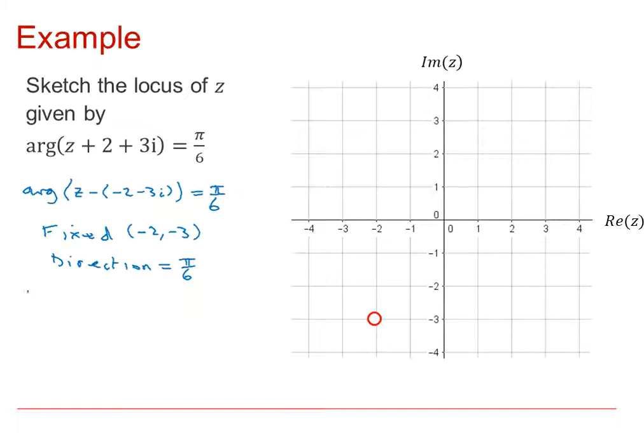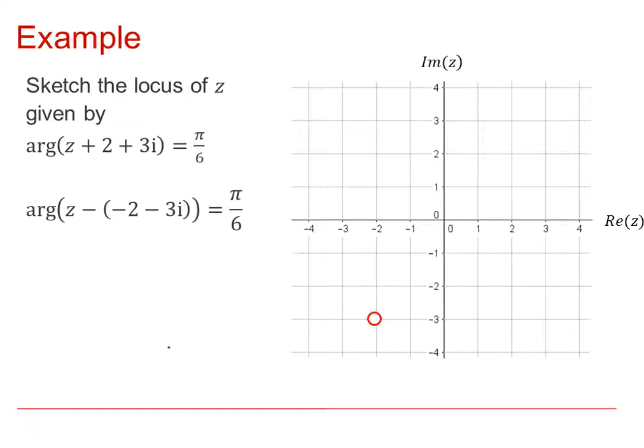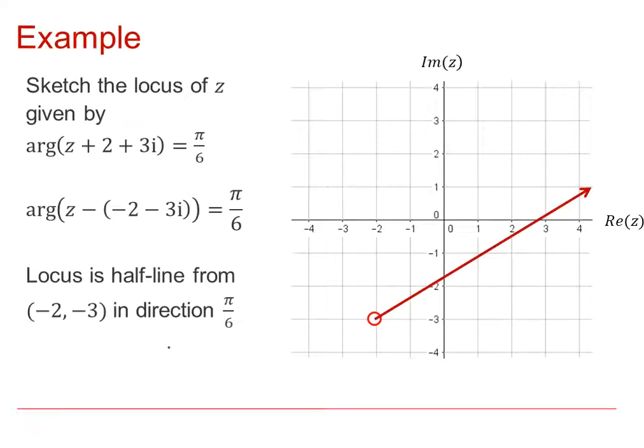So the loci is a half line from minus 2 minus 3 at an angle of pi by 6 from the horizontal. So get it in the right form, and then make sure you go off in that unique direction. We can see the angle here. There's my unique angle of pi by 6 there.